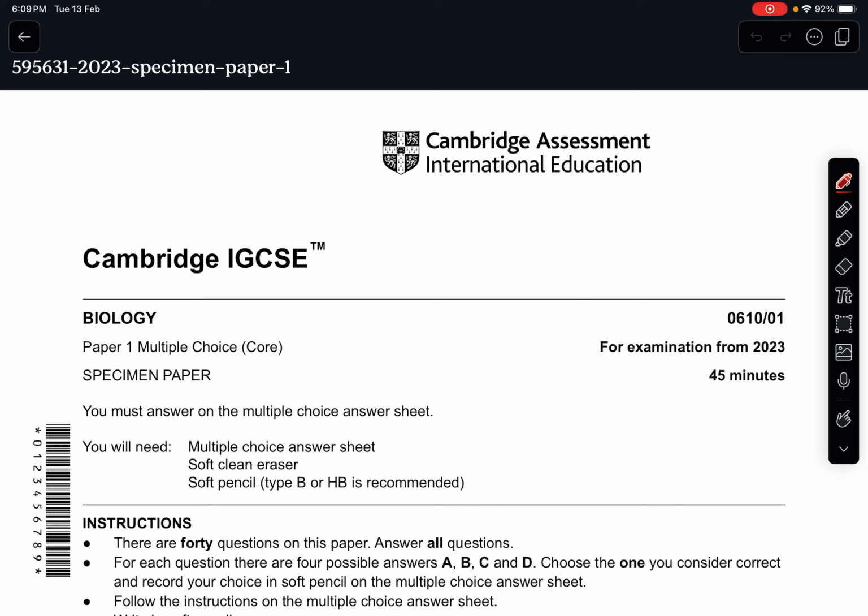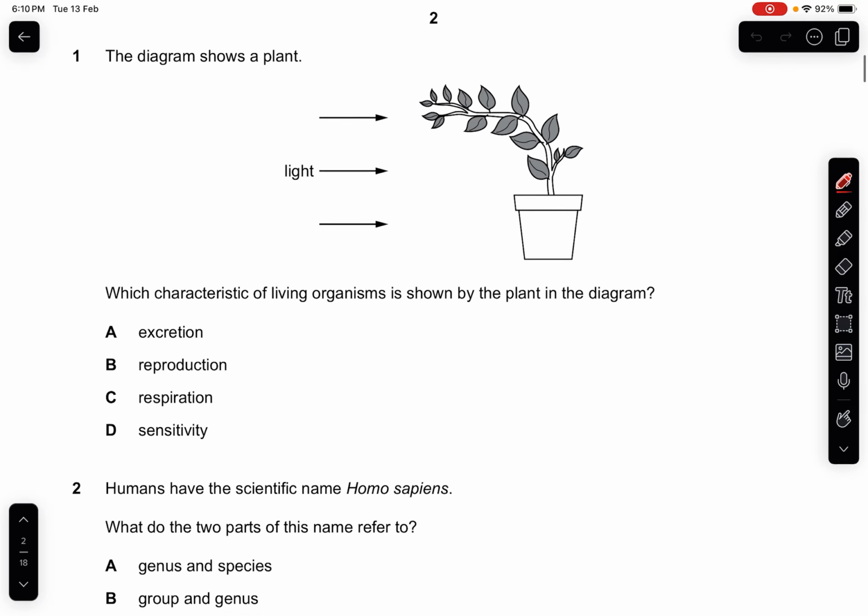So today we are going to attempt the Specimen paper series for the Cambridge IGCSE Biology 0610. This is from the examination in 2023. This whole series consists of 6 papers of the Specimen paper, and we're going to start by attempting paper 1. Okay, so let's start off with the first question.